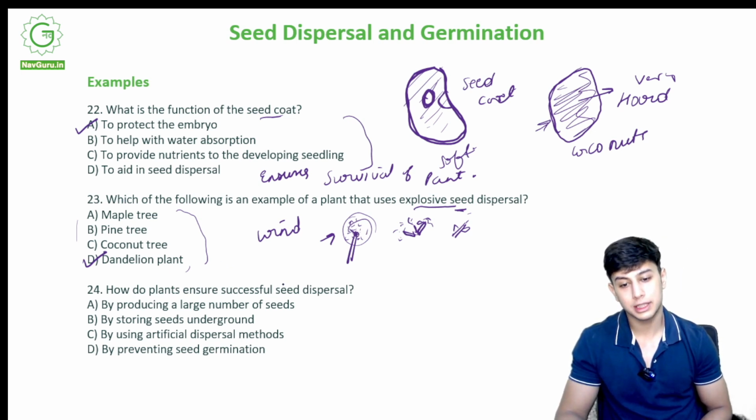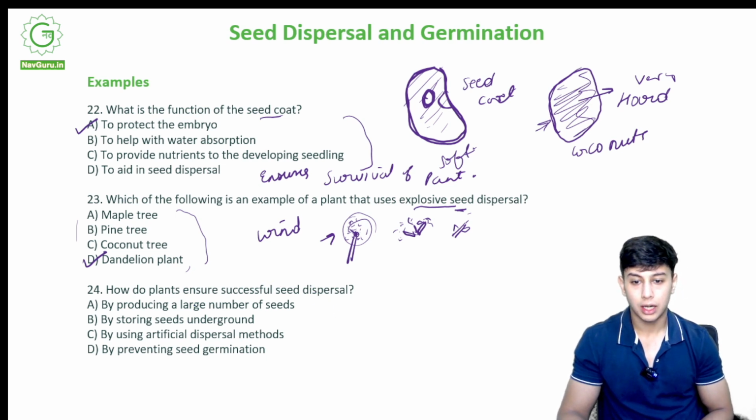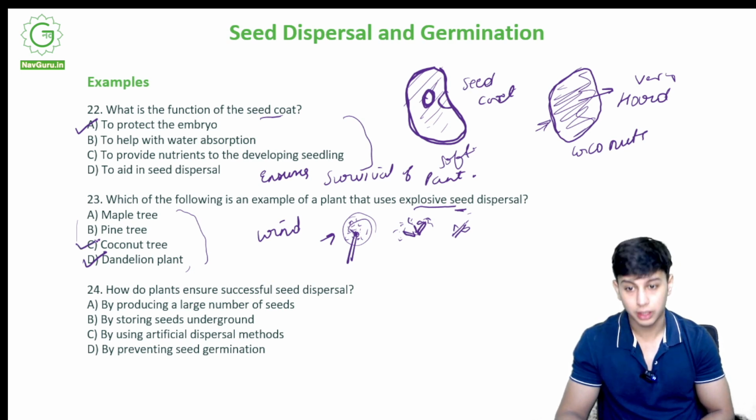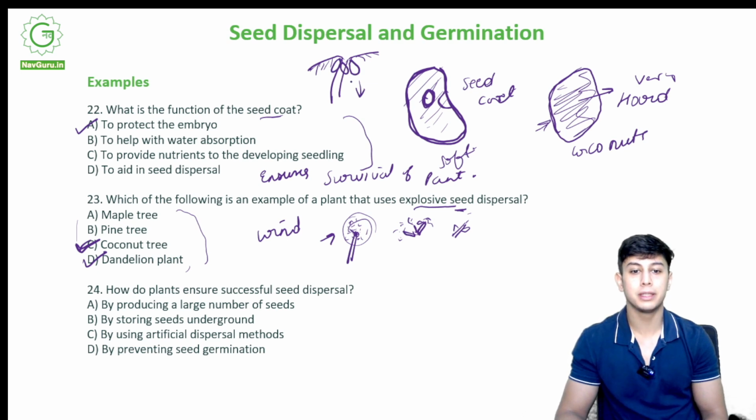How do plants ensure successful seed dispersal? Also in the coconut tree, right? The coconut, if you've ever seen, there is a coconut, this would drop off, right? That is when this seed has become mature. This is also explosive seed dispersal.